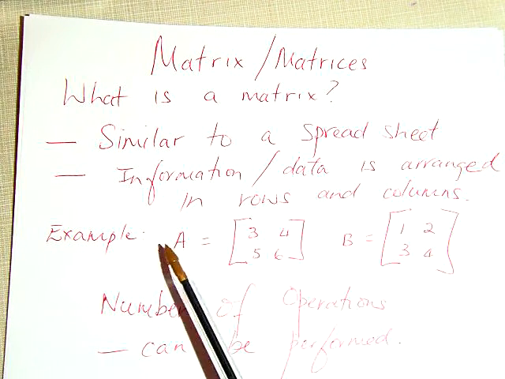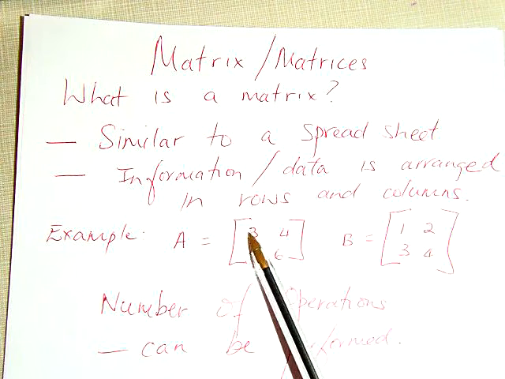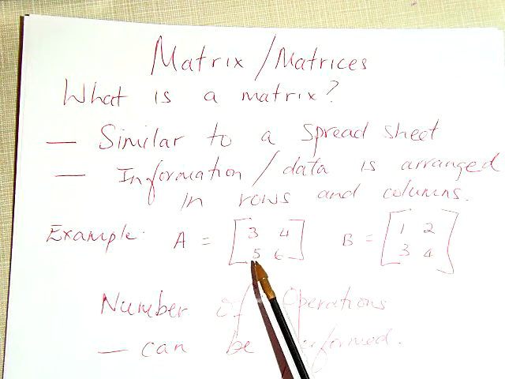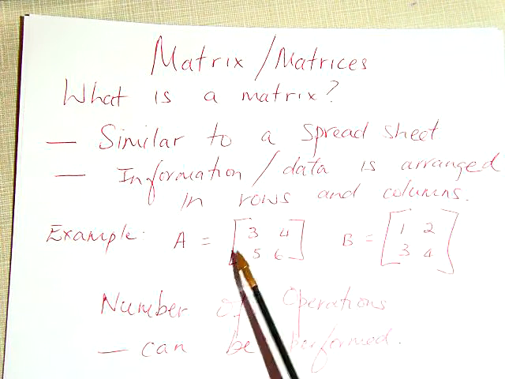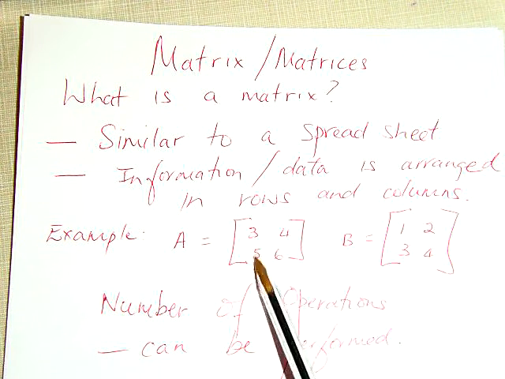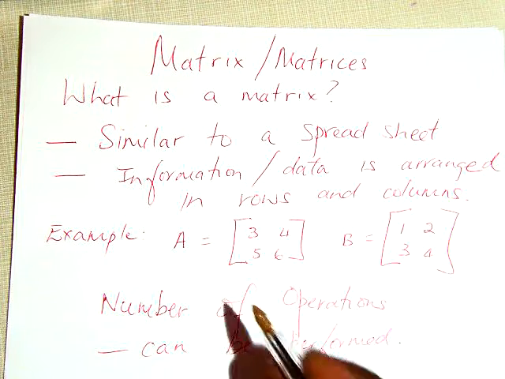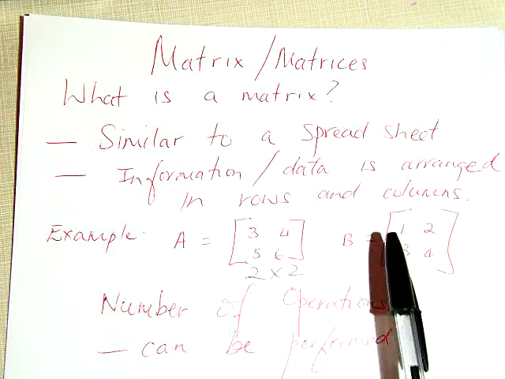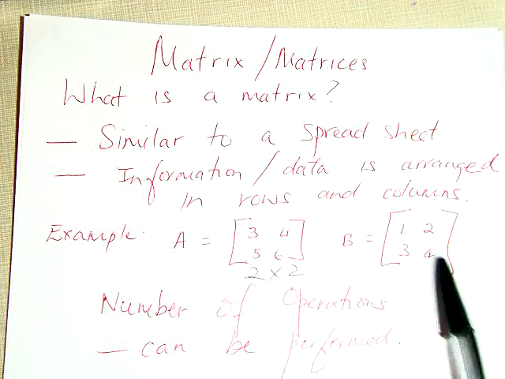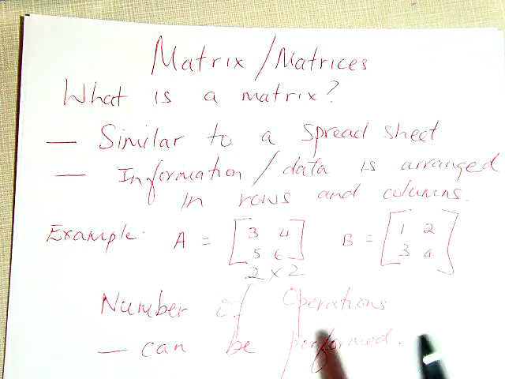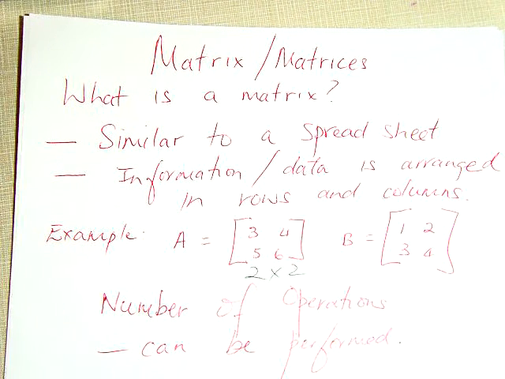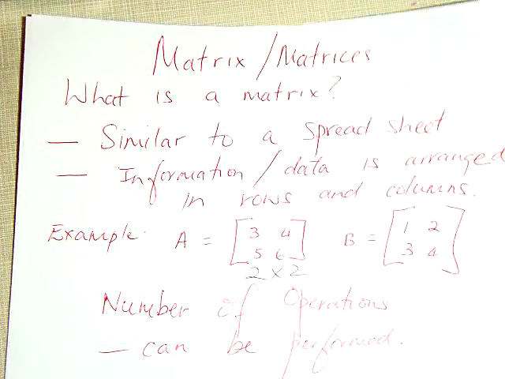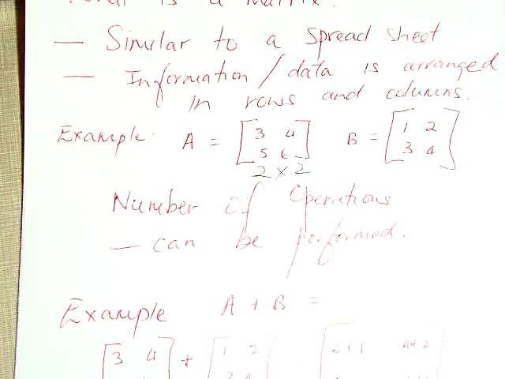So for example, I have this matrix A, which has this information arranged here. It actually has 2 rows and 2 columns. So this is what we call a 2 by 2 matrix. Similarly, we have matrix B with 2 rows, 2 columns, and of course it could be any number of rows and columns.